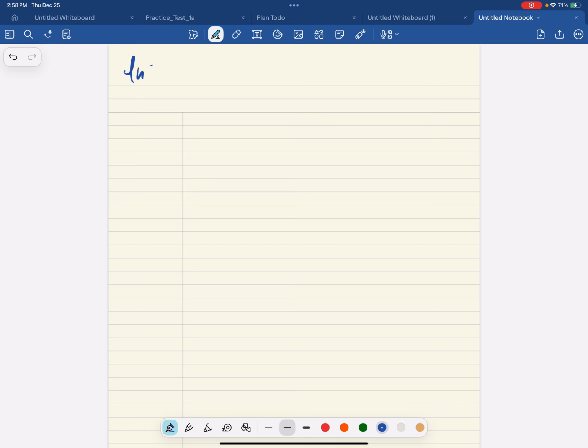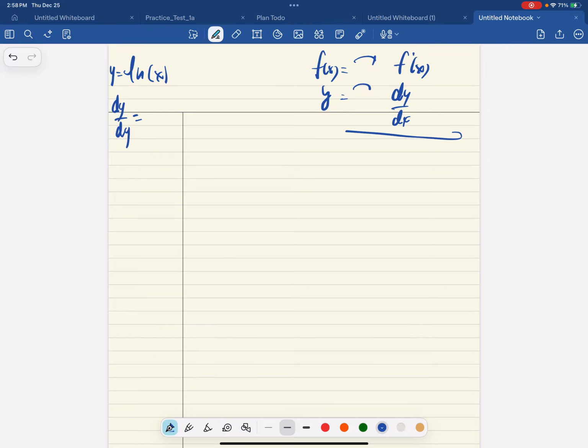So log rules is very, very easy. I'd say maybe one of the easiest. The notation of a function, f of x or y equals, doesn't matter, as long as you're staying consistent: f prime of x, and here it will be dy dx. So notation doesn't really matter unless the teacher specifies.